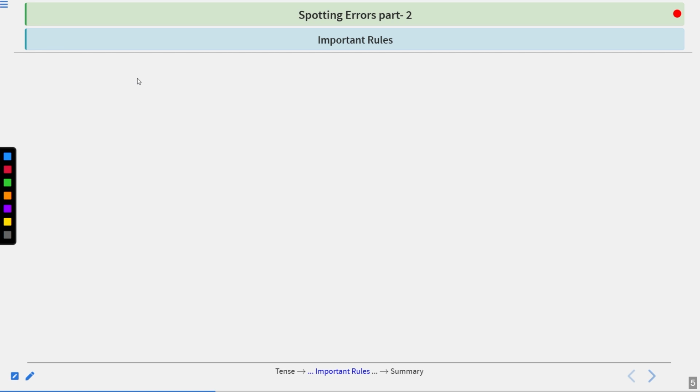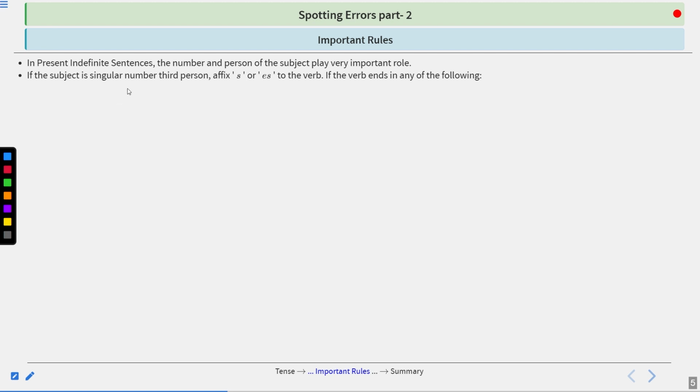Important rules. In present definite sentences, the number and person of the subject play a very important role. So as you can see, in present definite tense sentences, the number and person of the subject play a very important role. You have to remember this.